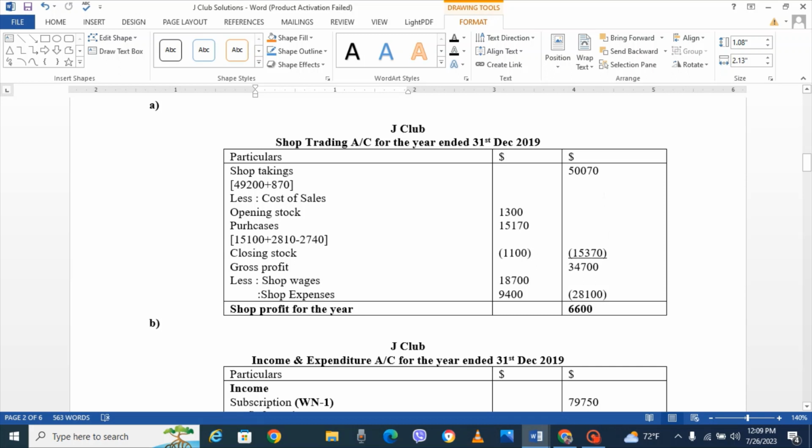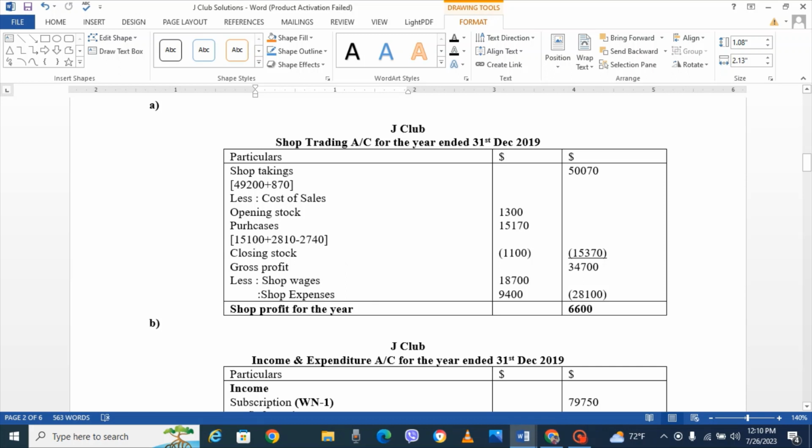gives you $15,370. So the difference between these values, total SOP takings minus cost of sales, that is $15,370, gives you the difference of $34,700. That is actually the gross profit which the question has asked you to determine.